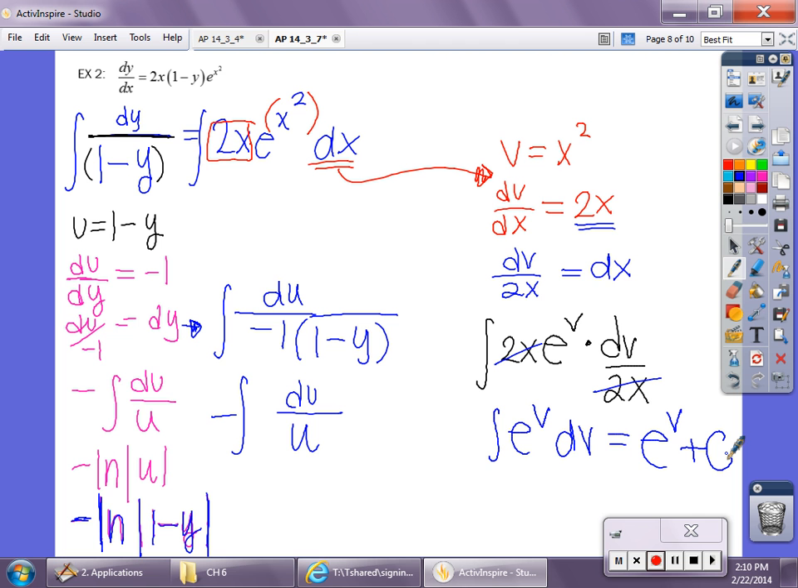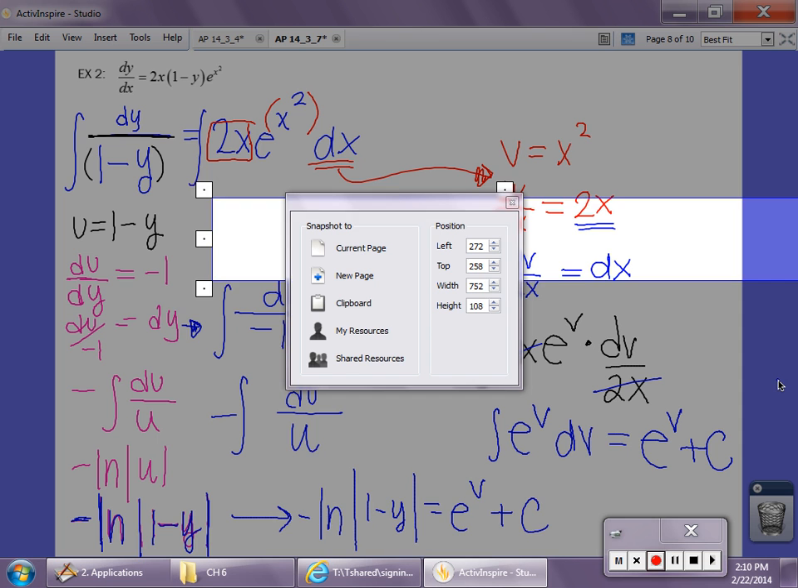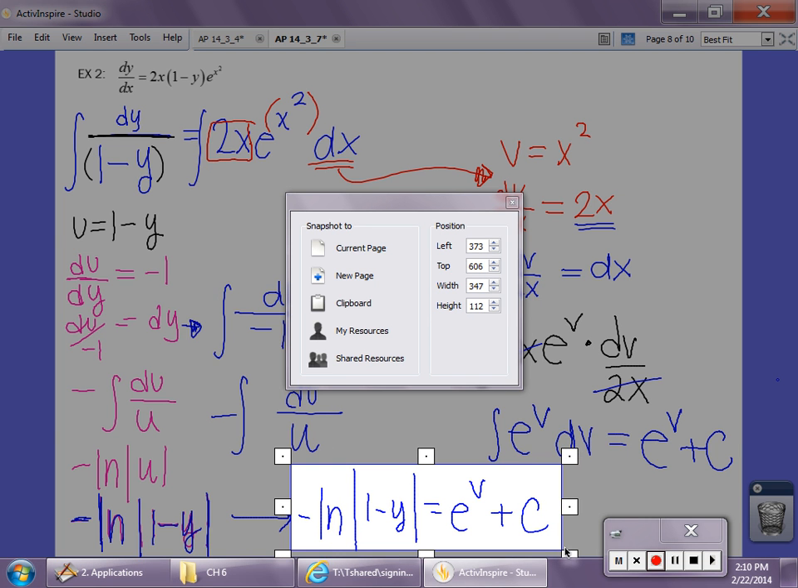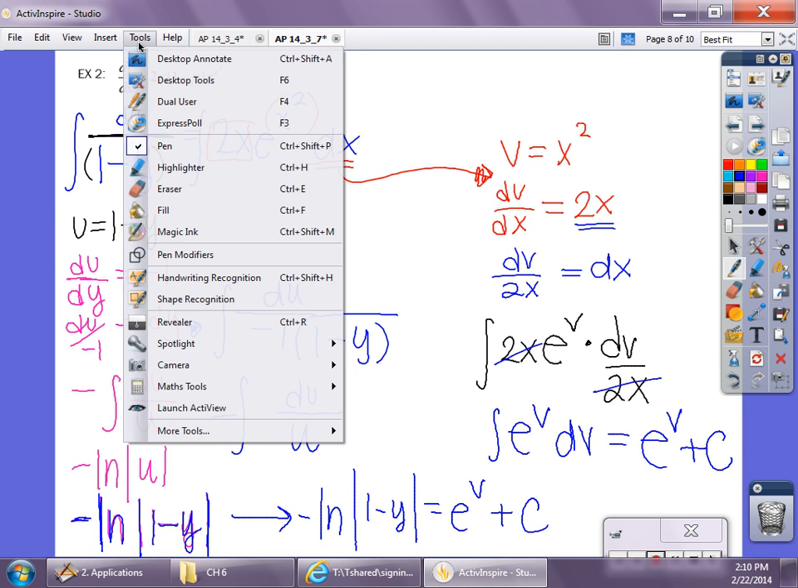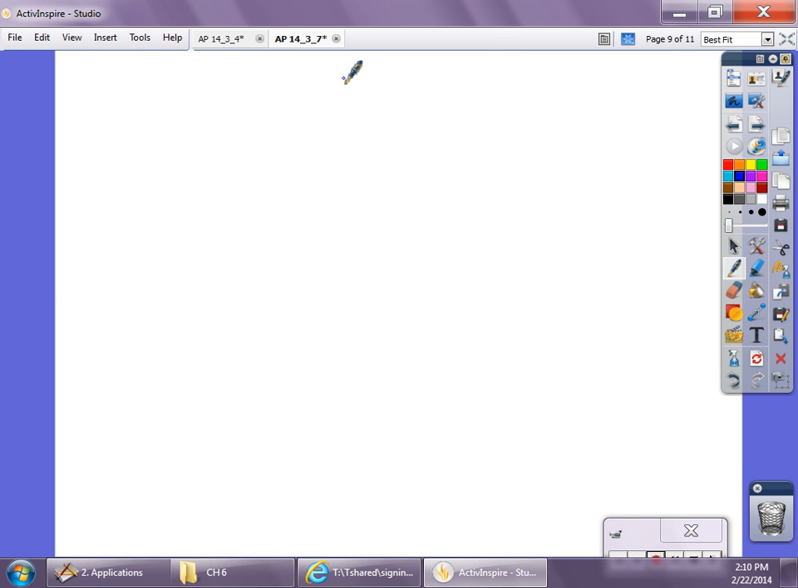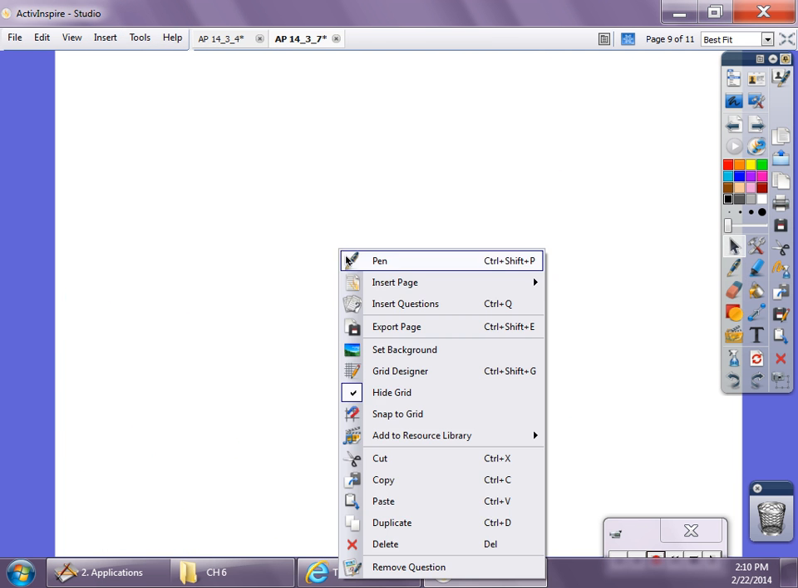All right, so we are only halfway done this question. We're going to have to take this negative ln of 1 minus y is equal to e to the v plus c, and we're going to have to solve for y. So maybe I was lying about that a thing. I'm pretty sure it's going to show up once again right here. So let's take this to the next page, and we'll try one more time here.